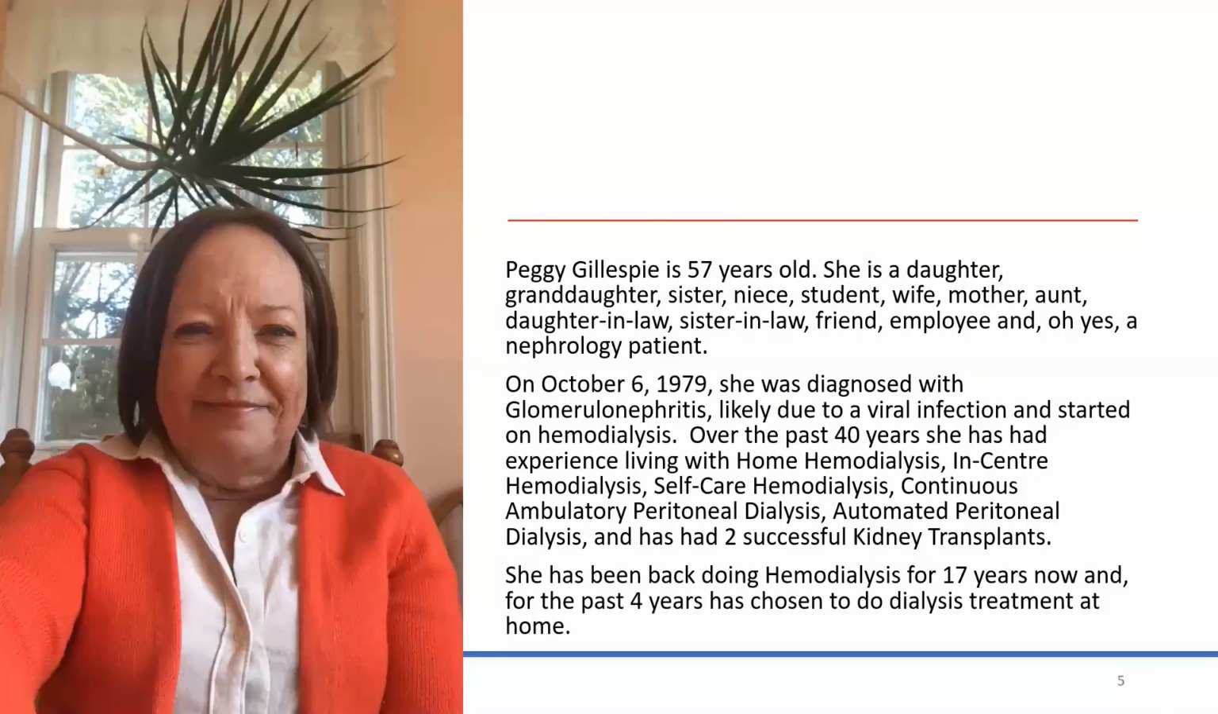Peggy Gillespie is 57 years old. She is a daughter, granddaughter, sister, niece, student, wife, mother, aunt, daughter-in-law, sister-in-law, friend, employee, and oh yes, a nephrology patient. On October 6, 1979, she was diagnosed with glomerulonephritis, likely due to a viral infection, and started on hemodialysis. Over the past 40 years, she has had experience living with home hemodialysis, in-center hemodialysis, self-care hemodialysis, continuous ambulatory peritoneal dialysis, automated peritoneal dialysis, and has had 2 successful kidney transplantations.